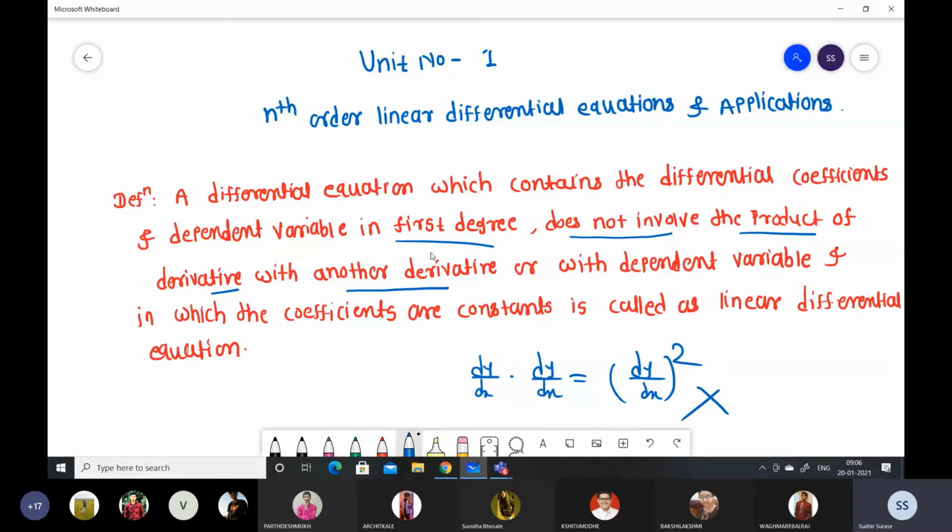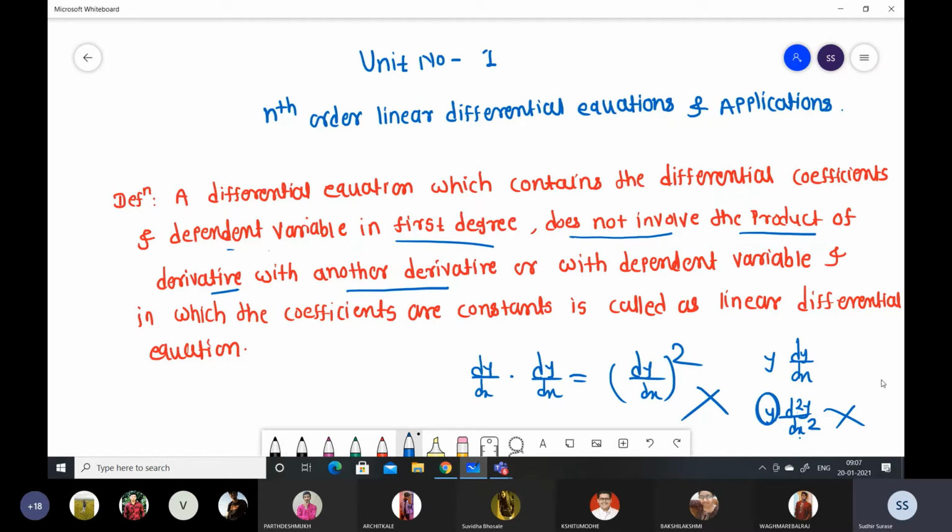Means here in the first sentence you can see first half dependent variable in the first degree, like that derivative operator is also of maximum degree 1, right, of each term, and does not involve the product of derivative with another derivative or with dependent variable, means something like this, y dy by dx or y d2y by dx square. This is not allowed because y depends on x, and this derivative d2y by dx square into y, this product is also not allowed. Okay, and in which the coefficients are constant. So all coefficients are constant, that's why we are calling this a linear differential equation with constant coefficients.